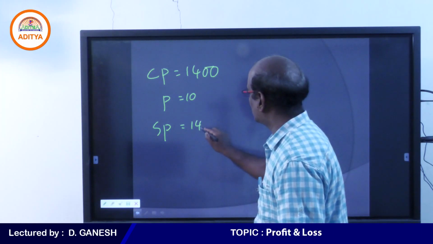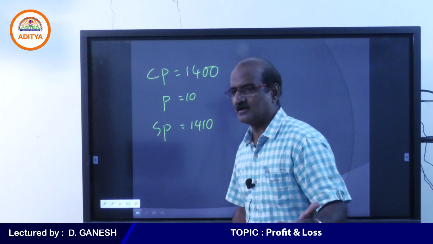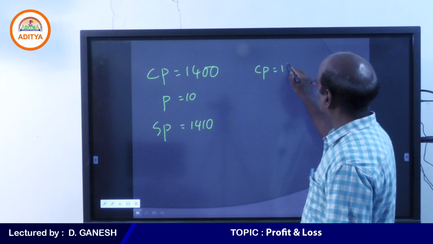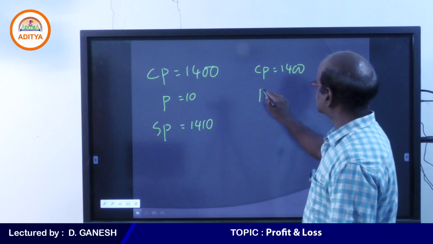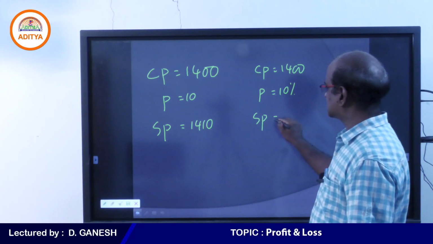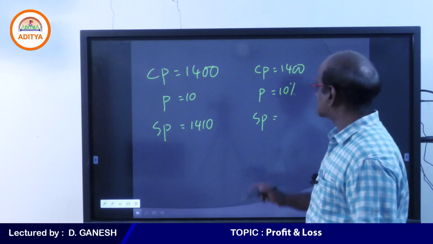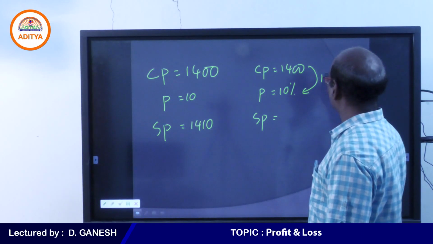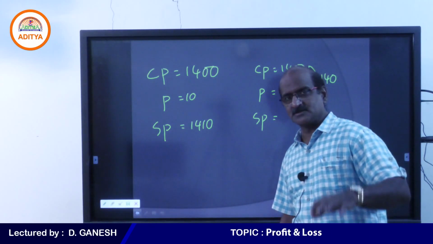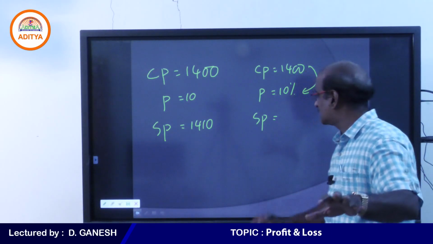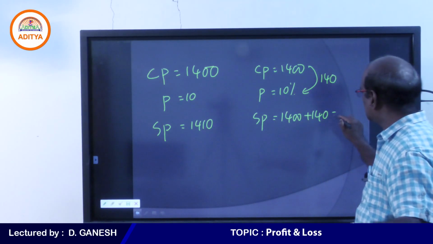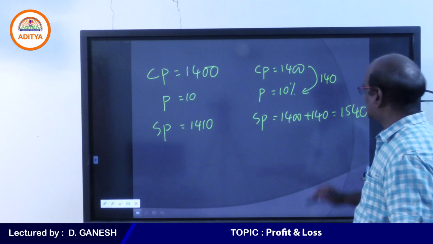You must be selling for 1410 rupees. Very well done. Now just look at this question. An article which is bought for 1400 rupees, if you want to sell at a profit of 10%, can anybody tell me what is the selling price? So you must know what is the 10%. 10% of 1400 is 140, because you need to sell at a profit of 140. So you must be selling for 1400 plus 140. So you must be selling for 1540.